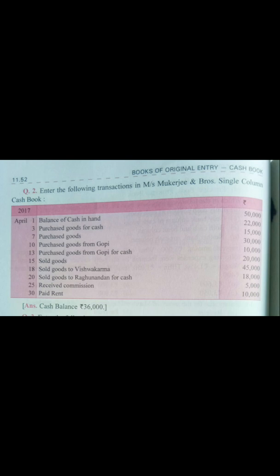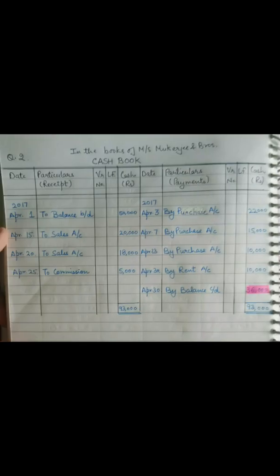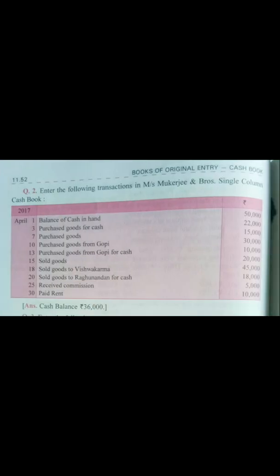Next entry is on 13th April. Purchased goods from Gopi for cash. Here in this entry it is mentioned that we have purchased goods for cash. That's why we have to make this entry in our cash book. On 13th April, on the payment side, that means on credit side, in the date column I have written 13th April. In particulars I have written by purchase account, and the amount has been written in cash column, that is 10,000. So now the next entry is on 15th April, sold goods.